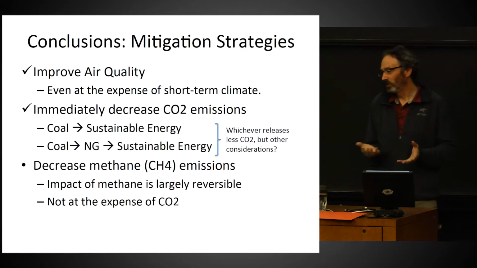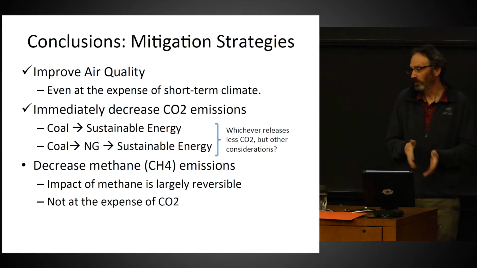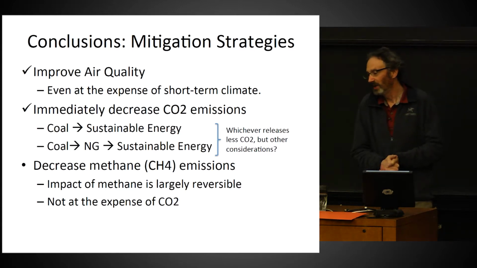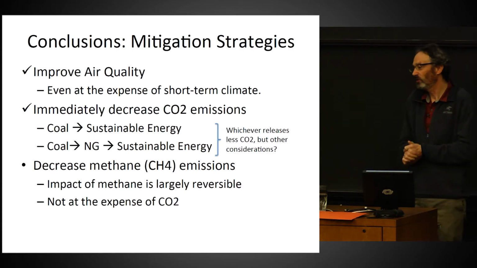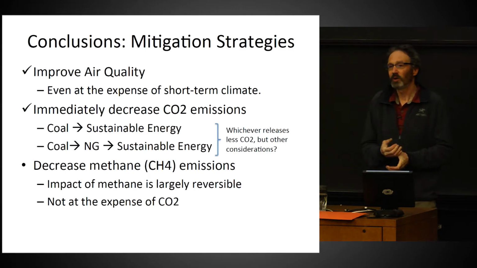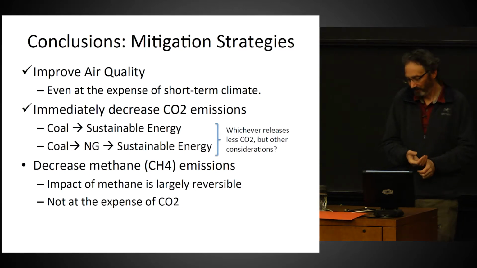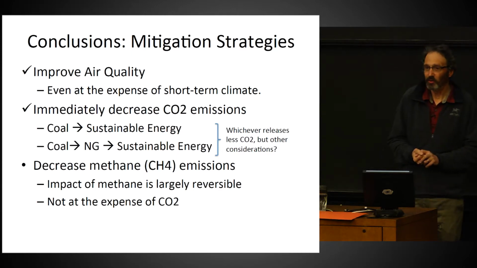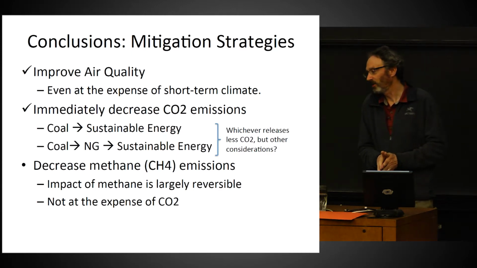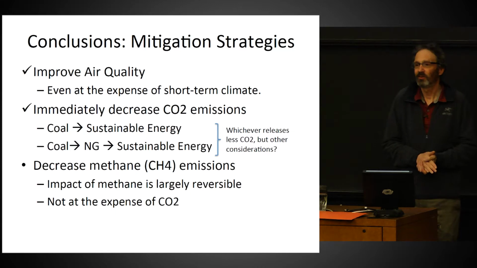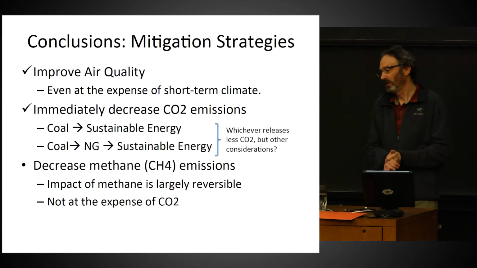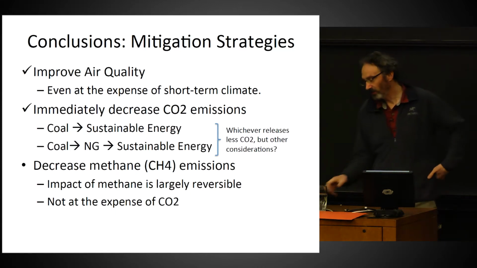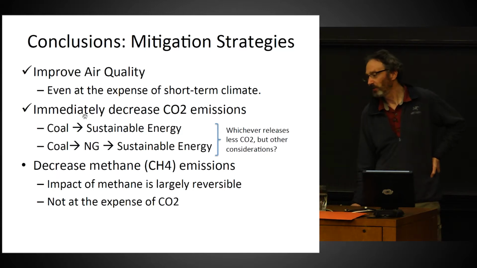Okay? And then we discussed two pathways. One goes from coal to sustainable energy. One goes from coal to natural gas to sustainable energy. One releases more methane. One releases more CO2. But in the end, you want to go on the pathway which releases less CO2 into the atmosphere. Okay? So these are the two priorities in my mind: improve air quality, immediately decrease CO2 emissions.